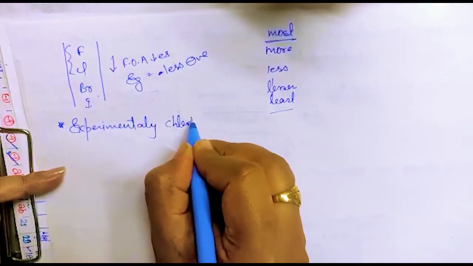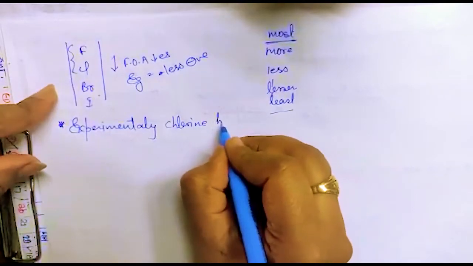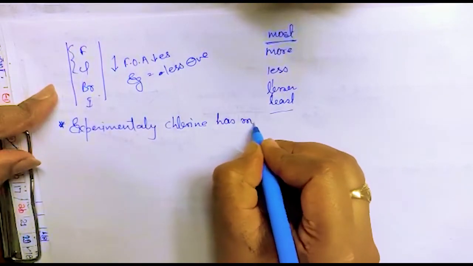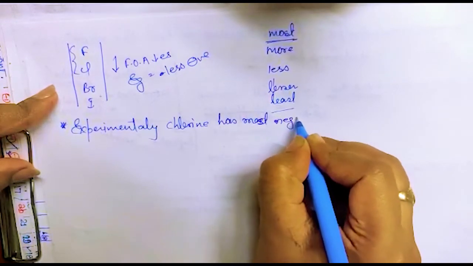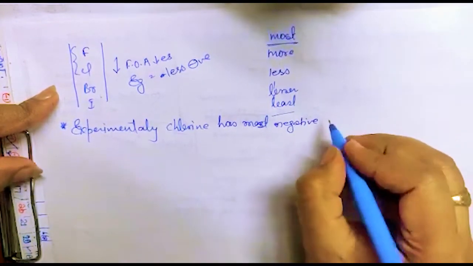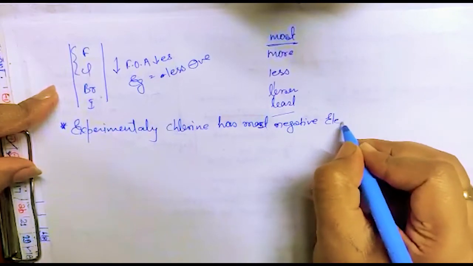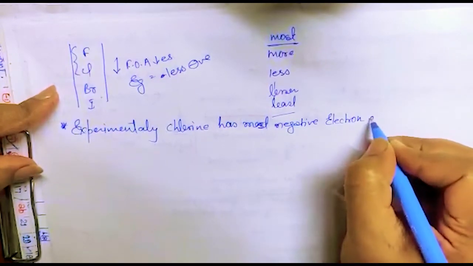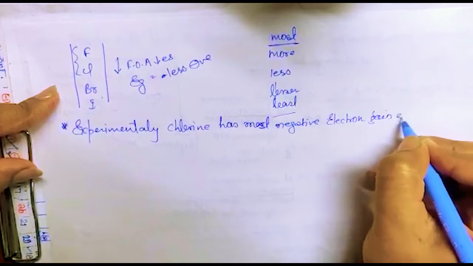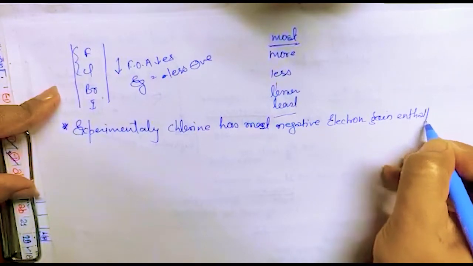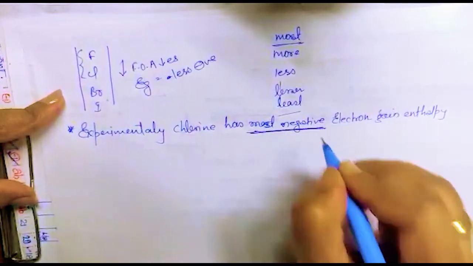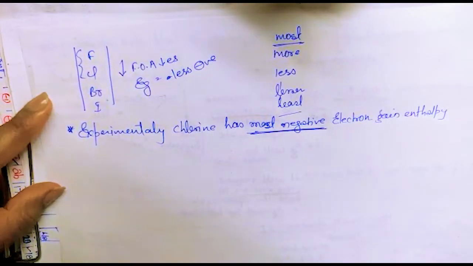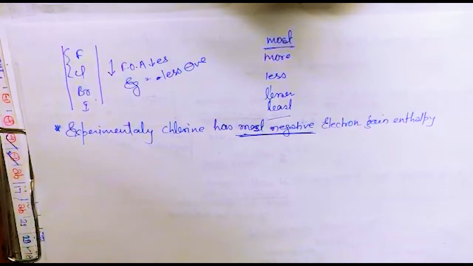Experimentally we have seen that chlorine has the most negative electron gain enthalpy. Most negative electron gain enthalpy. Okay, so be very attentive for this. Most negative. Okay. ऐसा क्यों होता है?